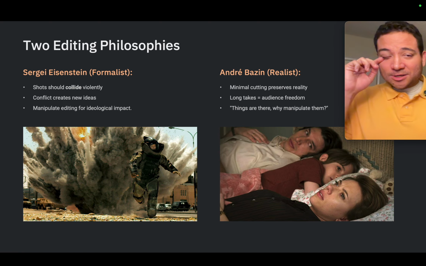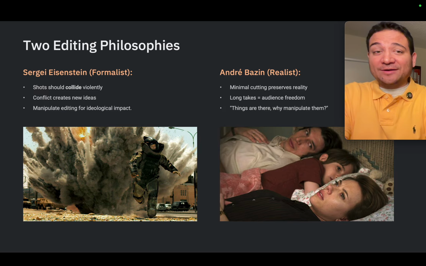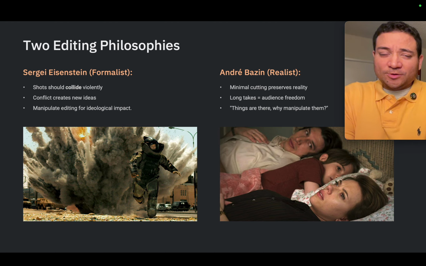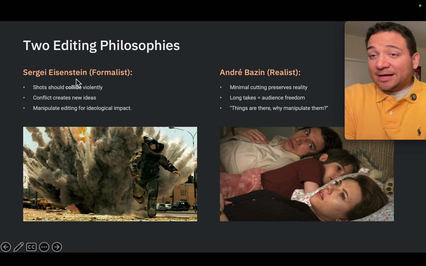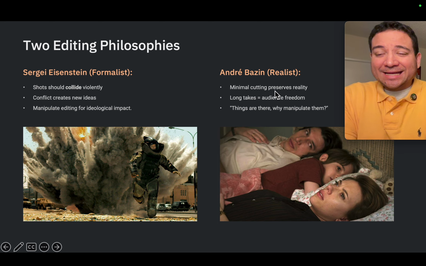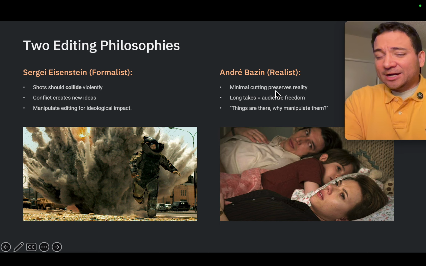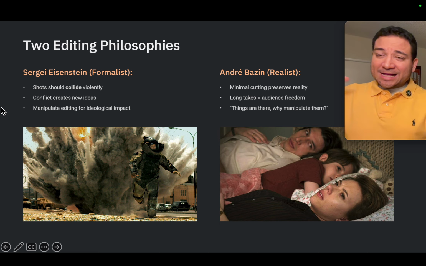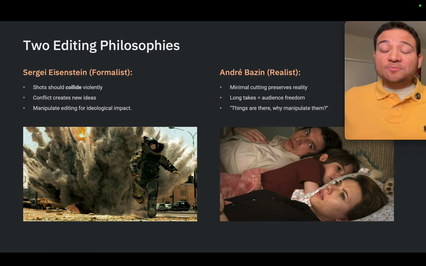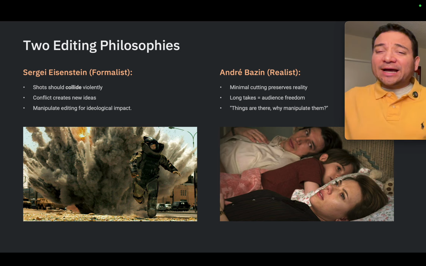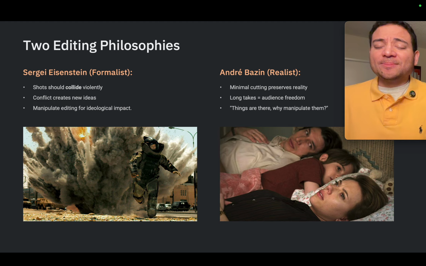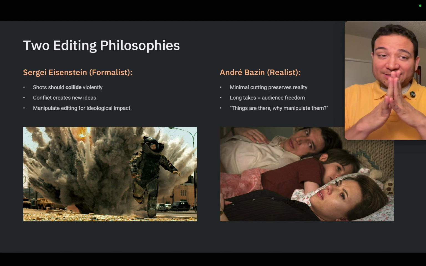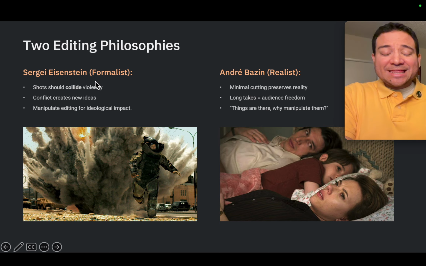So, one thing to note is that when it comes to editing, we have two main editing philosophies. We have the formalist one, which Sergei Eisenstein belonged to, and realist, which Andre Bazin belonged to. With formalism, the director wants to manipulate editing for ideological impact. So, there is a tendency to collide shots together, and that is with formalism.